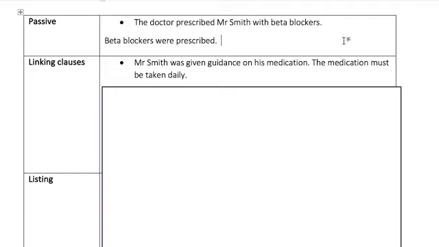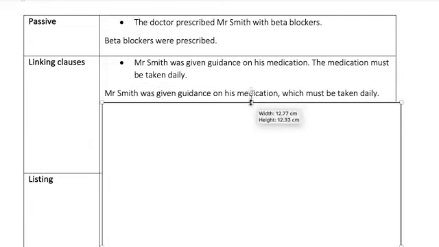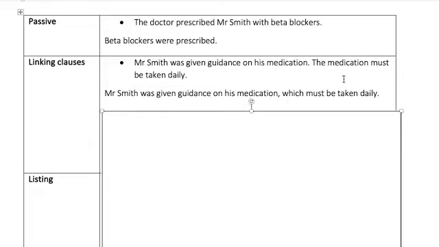Looks a bit repetitive to me. I've got 2 sentences, and the second sentence is about something that's mentioned in the previous sentence. So I'm thinking, couldn't I use a relative clause? Look at that. Mr. Smith was given guidance on his medication, which must be taken daily. It's more concise. It's more professional sounding. That's just a relative clause.